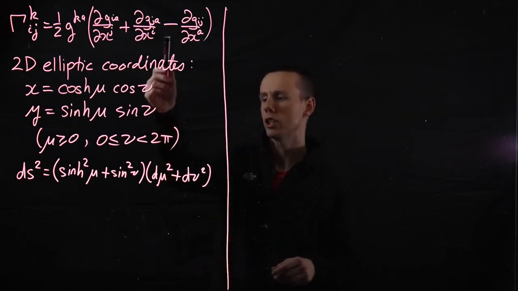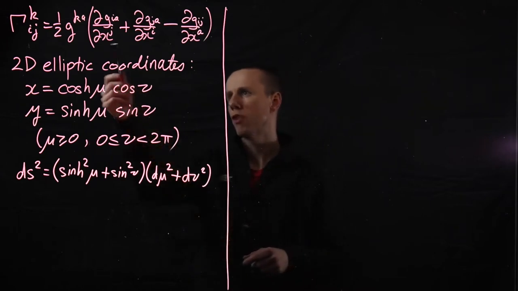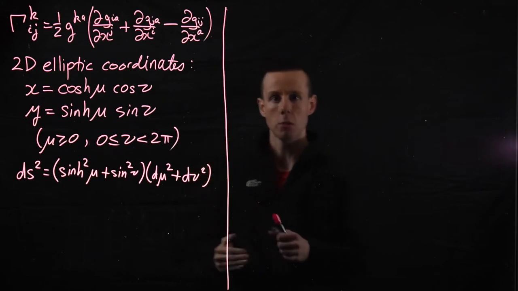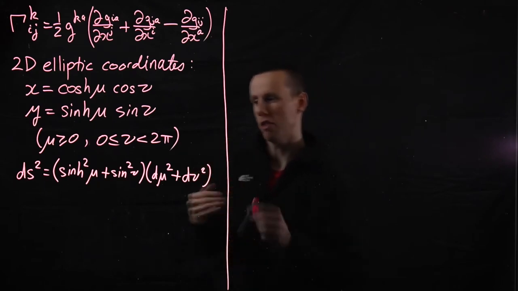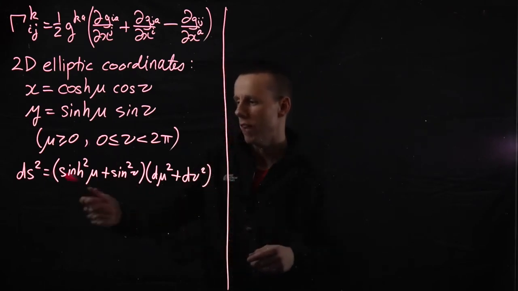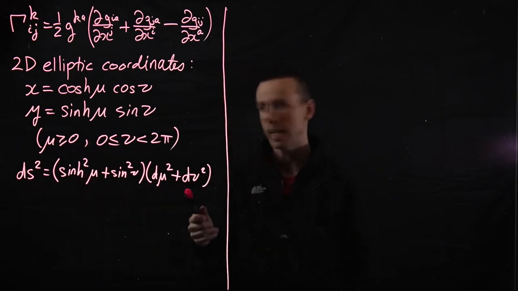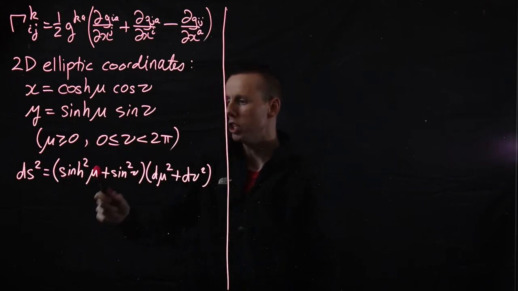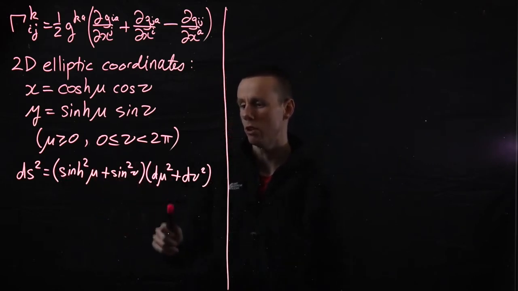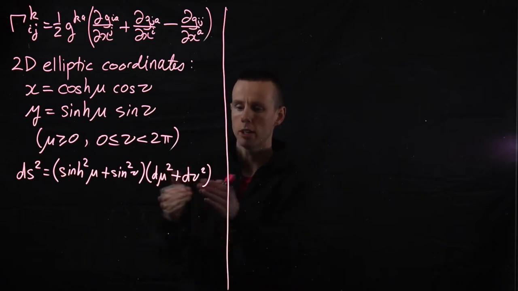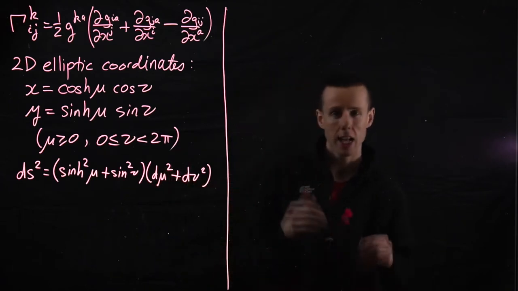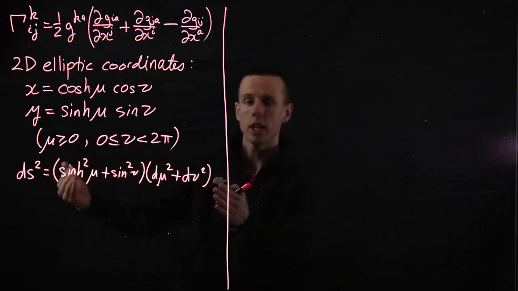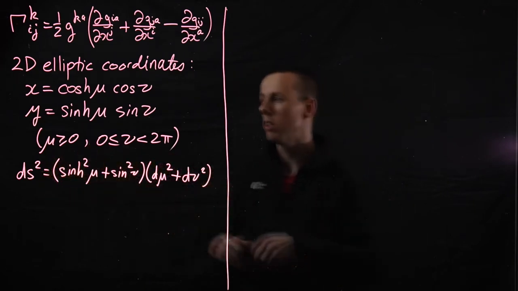Using this formula, we need to know the metric tensor. So for the coordinate system, we need to know the components of the metric tensor. Here I have given you the expression for the line element in 2D elliptic coordinates: ds squared equals sine squared mu plus sine squared nu times d mu squared plus d nu squared. In a test or an exam, you could be just given that, or you could be asked to find it from here.